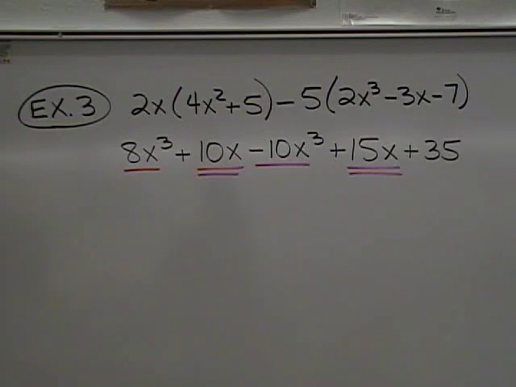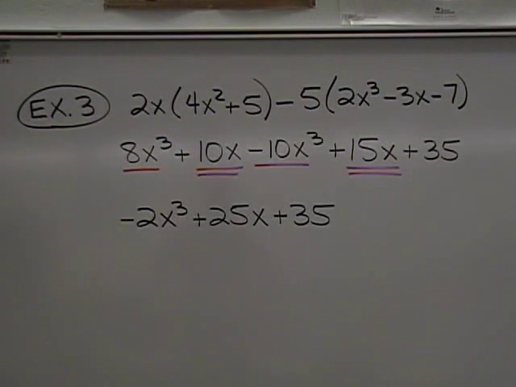We have 8x cubed and negative 10x cubed. They have to be combined together. And we have 10x and 15x. They're like terms. They need to be combined together too. So let's do that, and then we will be done with this problem.